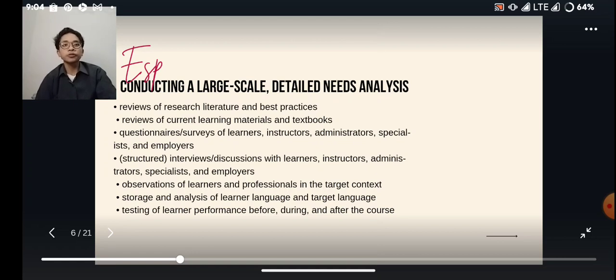When using these procedures, we should be able to answer most of the questions that will help us design a successful course or program. Okay, next we can continue to the next slide.